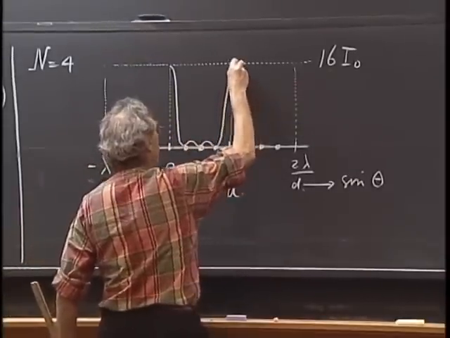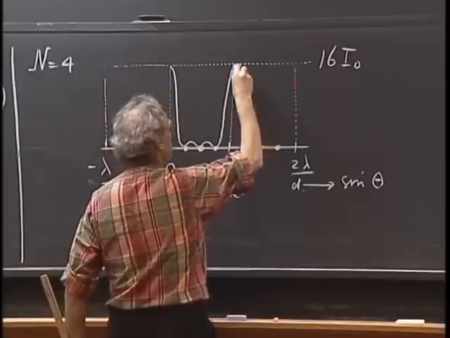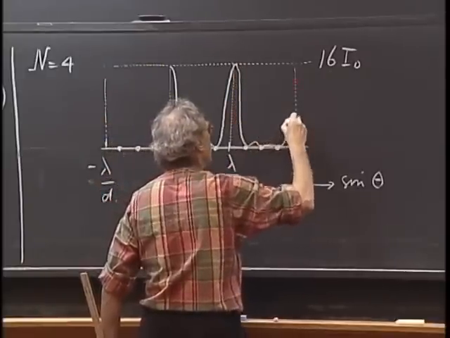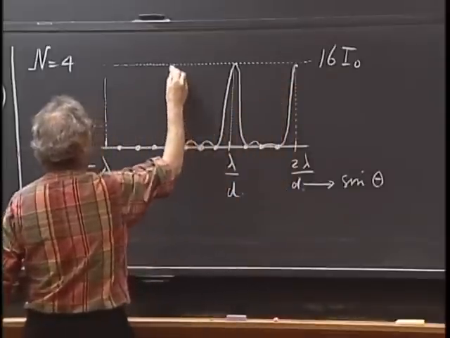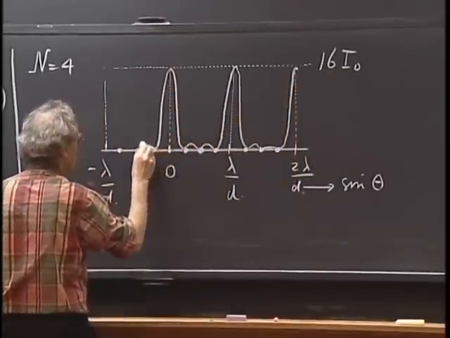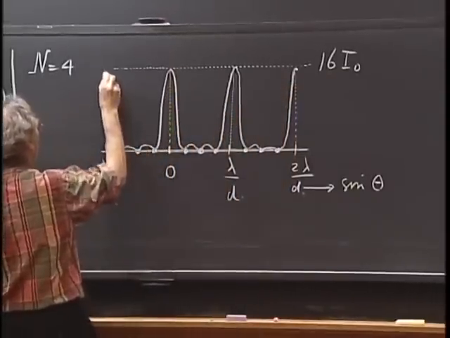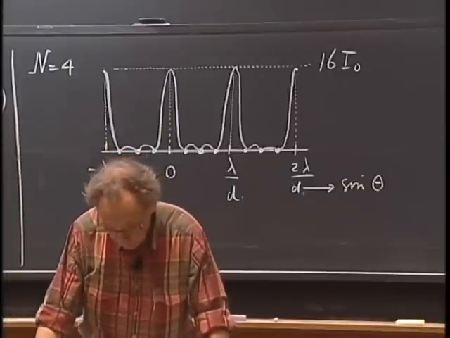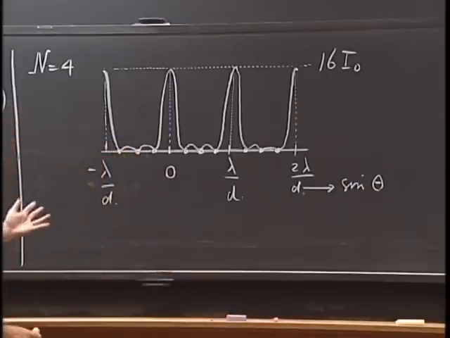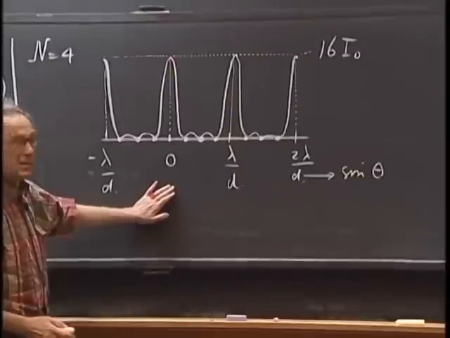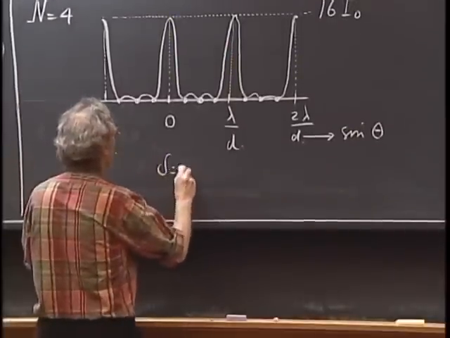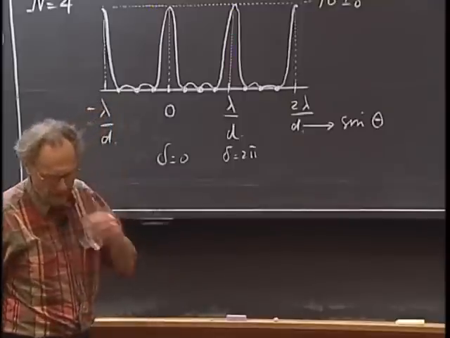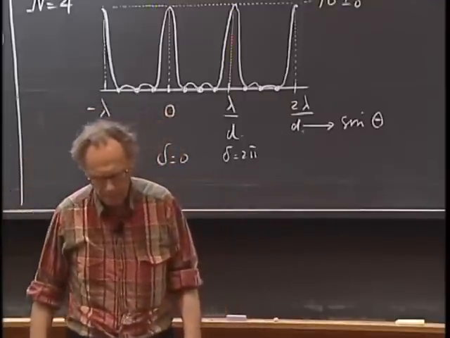So these are these prime maxima when 0 divided by 0 is n squared. Here's another one where 0 divided by 0 becomes n squared. And here's another one where 0 divided by 0 becomes n squared. If you wanted to know what the delta is here, well, the delta here is 0, of course. And the delta here is 2 pi. And the delta here is 4 pi.